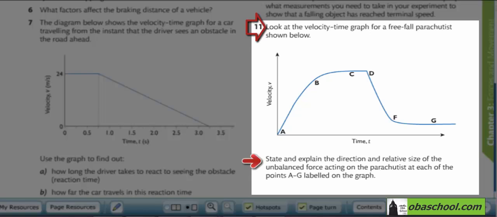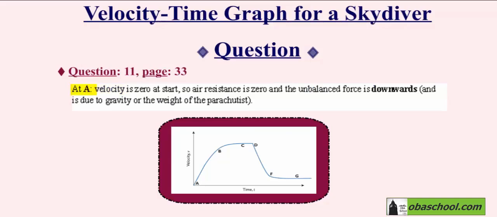What we have to do is state and explain the direction and relative size of the unbalanced force acting on the parachutist at each of the points from A to G, labeled on the graph. So let's start with the first point, point A. Velocity is 0 at this point, so air resistance is 0, and the unbalanced force is downwards. And it is due to the gravity or the weight of the parachutist.